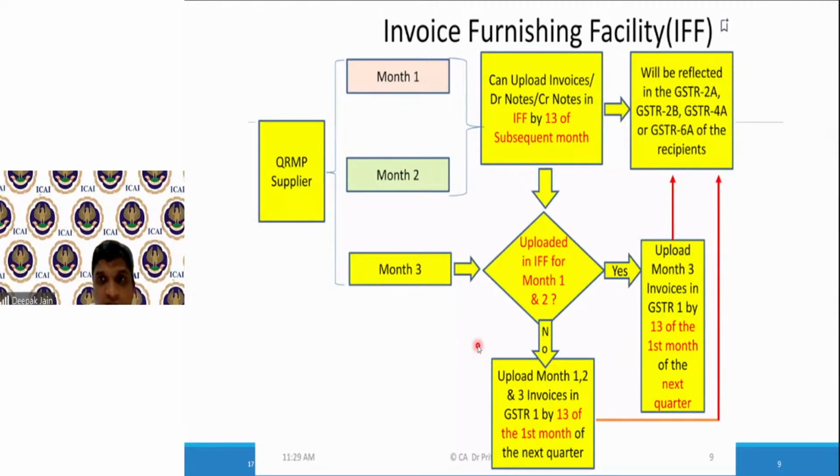Any more questions? How will the QRMP taxpayer pay the tax monthly without filing the GSTR-3B? He will not file the return, but he will do the calculation and pay the taxes based on that. There's one more option for him, if he is too lazy to even do that: he can pay the tax on an assumption basis also, which we will come to when we discuss QRMP.